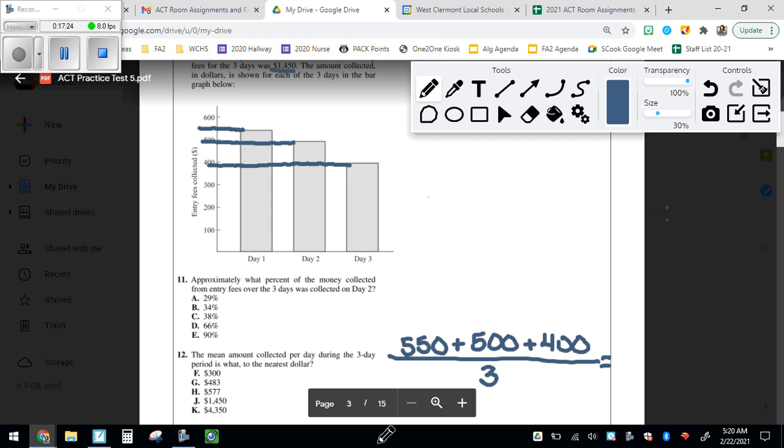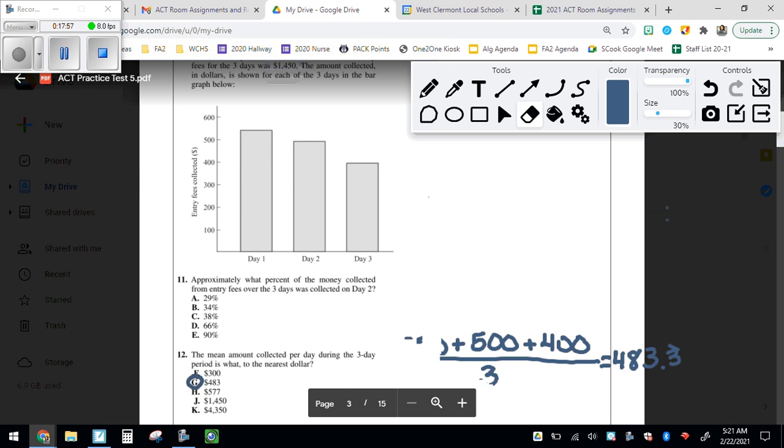All right, this is calculator magic. 550 plus 500 plus 400. Make sure to hit that equal sign. 1450, which is good because that's what it says we made over the 3 days anyway. Divided by 3 is 483.3 repeating. So we're going to look over here, which one is closest? Well, it's that 483 right there. All right, so far so good.